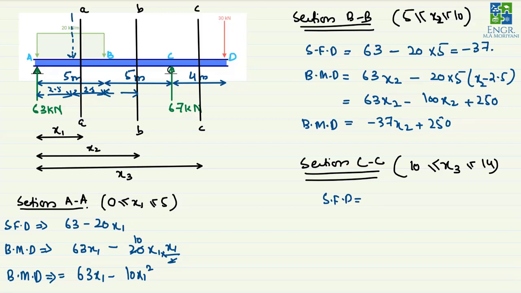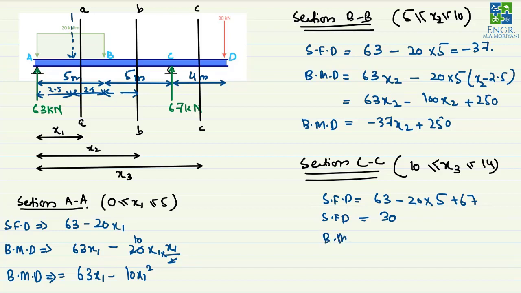we can see that of all the forces to the left of that section, we have this 63 kilonewton force, which is positive, directed upward, and then we have this uniformly distributed load, which has the total magnitude of 20 into 5, or in other words 100, and we have this 67 kilonewton force, which is also directed upward. So this will be 67 positive, and this all will give us the shear force equation for this CC section. So if we simplify that, this will give us the value of 30.